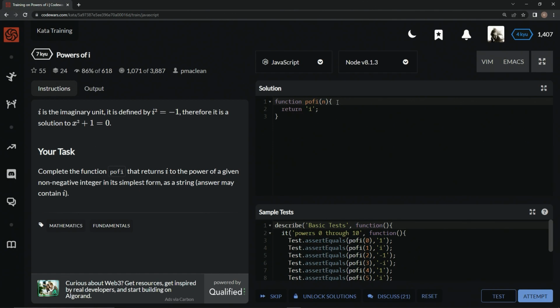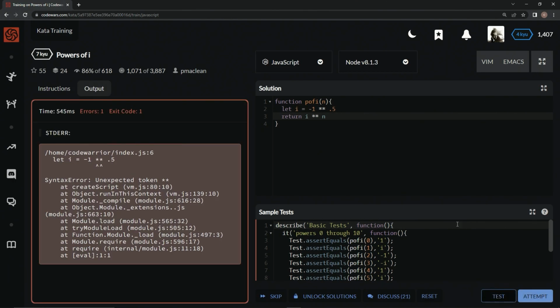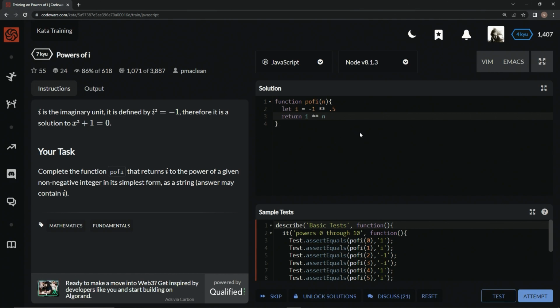All right. So with this one, my first gut reaction is to let I equal -1 to the 1/2 power, and then come down here and say I to the n power. And to me that makes sense, but not to a computer. So we're going to have to get a little creative, right?